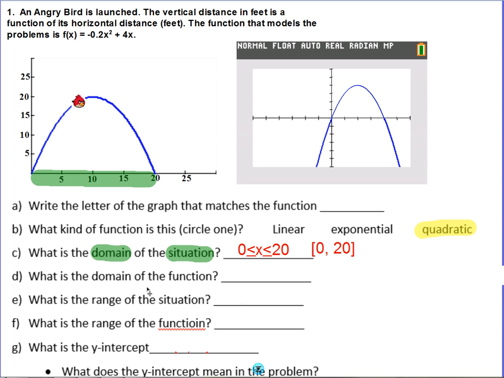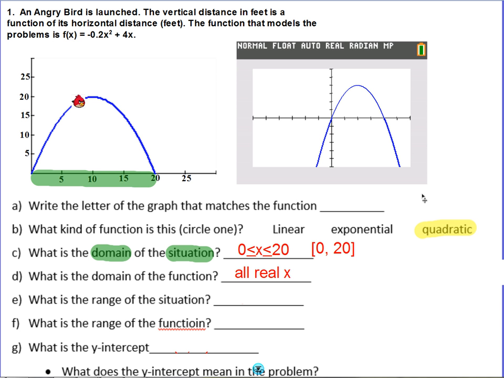And then it asks, what's the domain of the function? That's a different question, because then I'm looking at this graph. And in this graph, I can only see parts of it, but x can be anything. This graph is going to go down and down forever and ever, and there's no limitation on x. All real x.